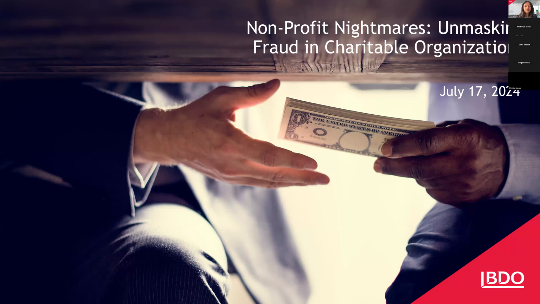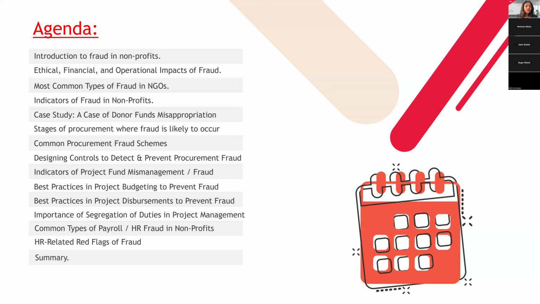As we wait for a few more people, I can take us through the agenda. So we have a very detailed agenda, as you can see. We're going to start with an introduction to fraud in nonprofits, followed by the ethical, financial, and operational impact of fraud, followed by the most common types of fraud in NGOs, then indicators of fraud in nonprofits.